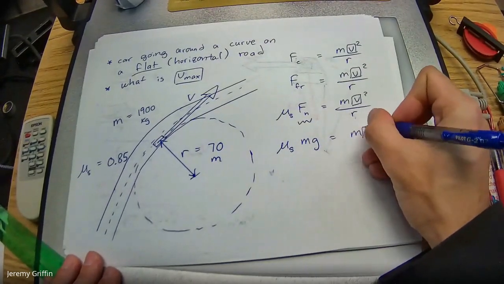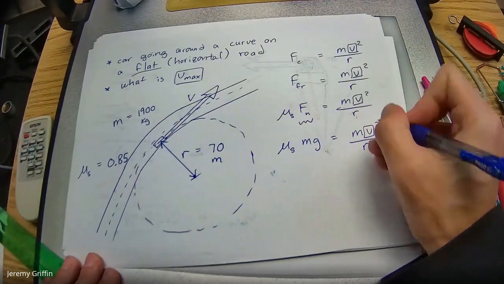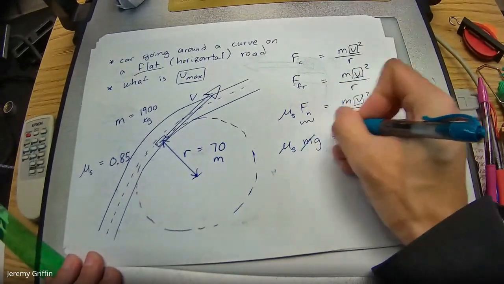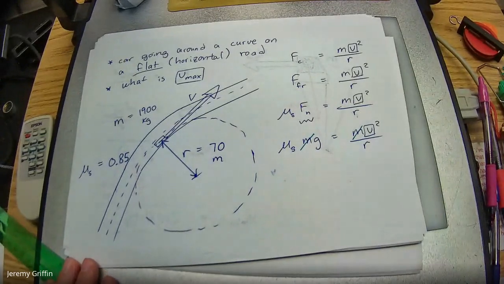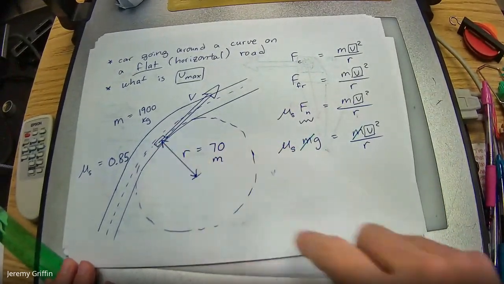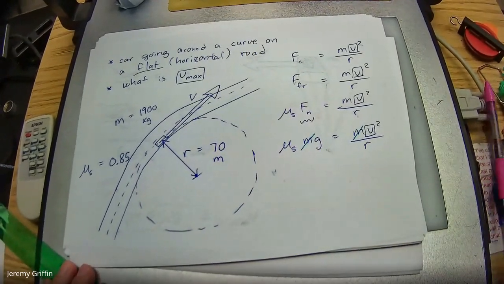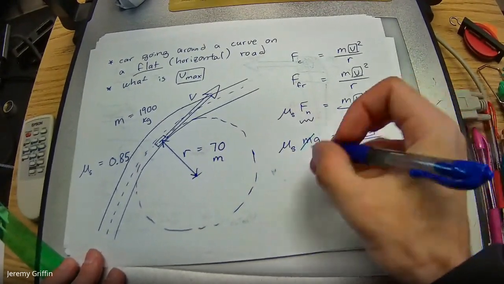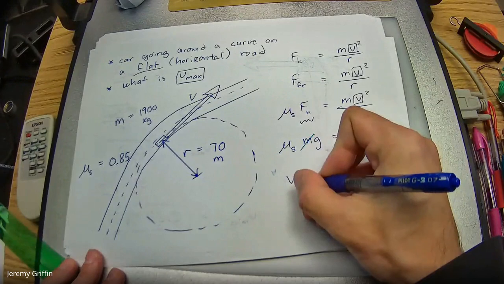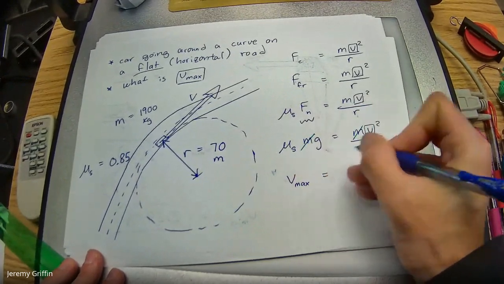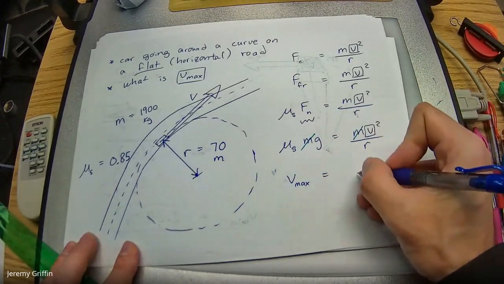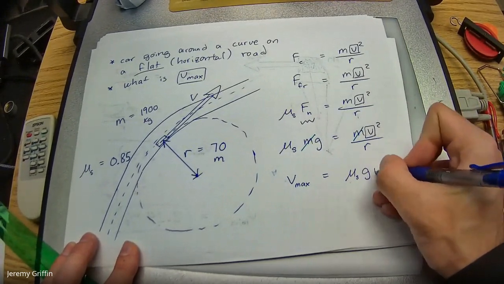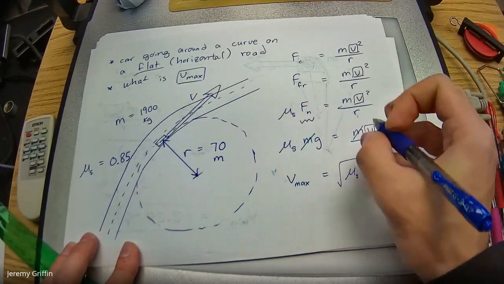Now, you guys see what's going to cancel on both sides? And you guys told me this was going to happen. You said, I think that m's going to cancel. Yep, sure does. So if this guy has his car loaded with groceries versus an empty car, does it make any difference? No, because mass cancels out. So after that, multiply by r, take a square root. So v, and this is really maximum speed, would be the square root of mu s times g times r.